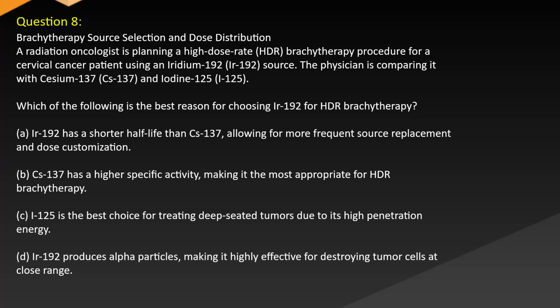A. Ir-192 has a shorter half-life than Cs-137, allowing for more frequent source replacement and dose customization. B. Cs-137 has a higher specific activity, making it the most appropriate for HDR brachytherapy. C. I-125 is the best choice for treating deep-seated tumors due to its high penetration energy. D. Ir-192 produces alpha particles, making it highly effective for destroying tumor cells at close range.